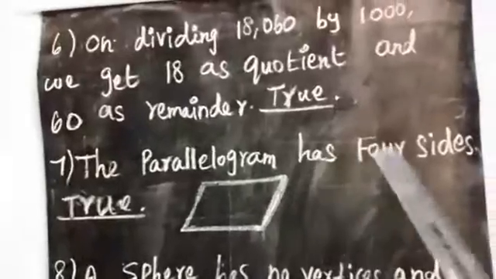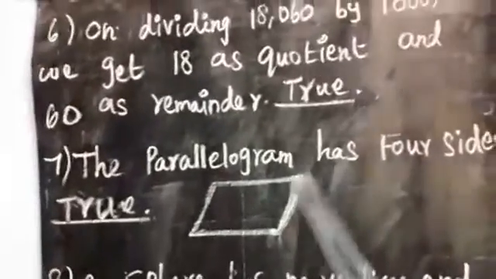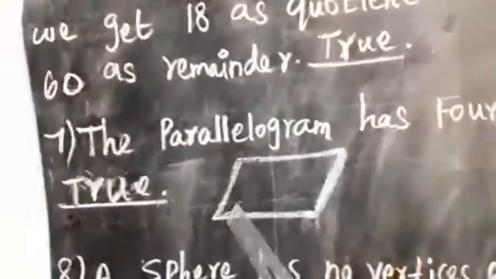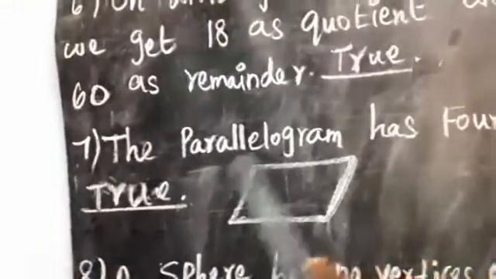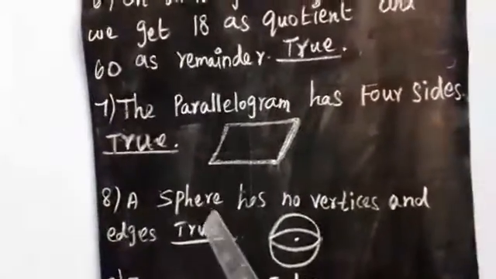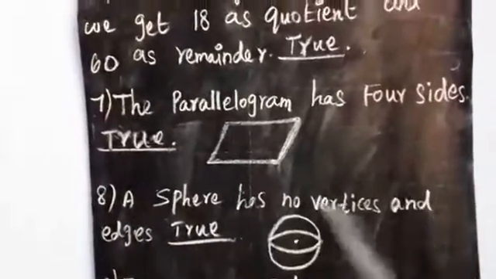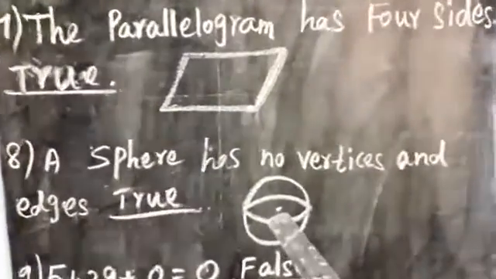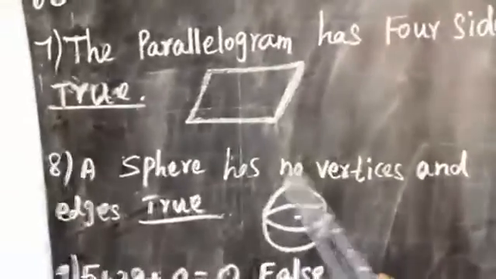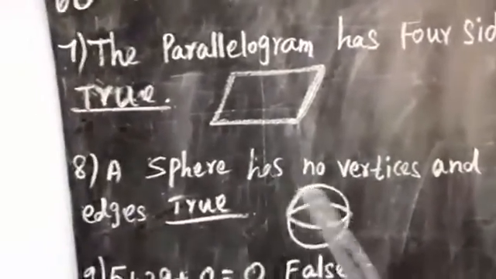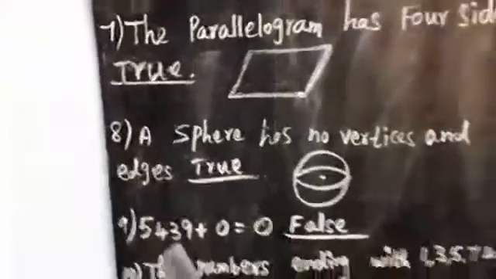Seventh one, the parallelogram has 4 sides. This is a parallelogram. Now look at the sides: 1, 2, 3, 4. So it has 4 sides, isn't it? So the parallelogram has 4 sides. True. Next, a sphere has no vertex and no edges. Look at the picture. That is a sphere. There is only one face, no vertex and no edges. So the statement is true.